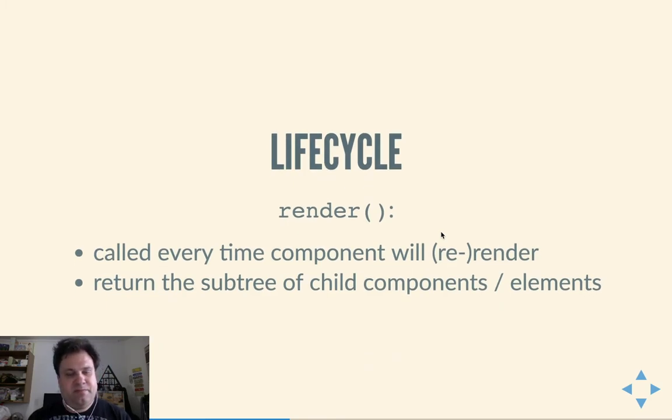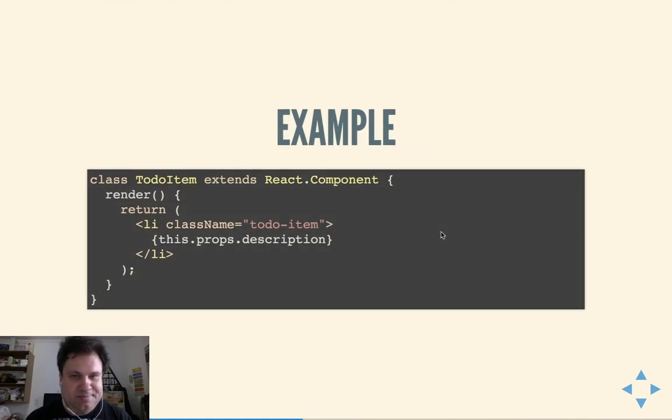Now the render method. The render method is called every time a component will render or re-render. And it will return the subtree of child components or HTML elements that this component will generate at render time. Here's an example. For a to-do item, rendering will return a list item with a className of todo-item and an internal text of this.props.description. So it's getting the description of the to-do via a prop and rendering that as the internal text of a list item. Pretty straightforward.